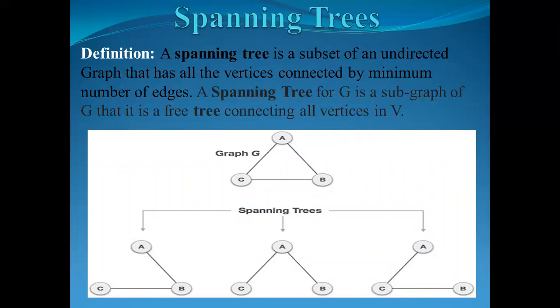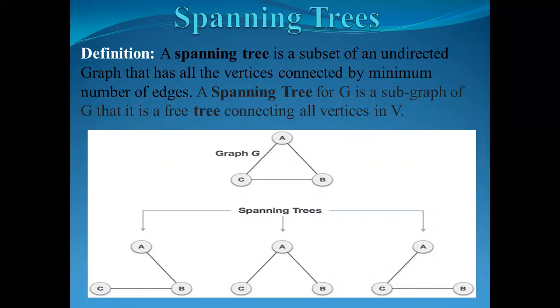Suppose we consider a 4 vertices graph, A, B, C, D. If the graph is completely connected, from A we have direct edges to B, C, D. From B, we have direct edges to A, C, D. From C, direct edges to A, B, D. From D also, direct edges to A, B, C. Then that is a completely connected graph, and it can have 4 power 4 minus 2 spanning trees.